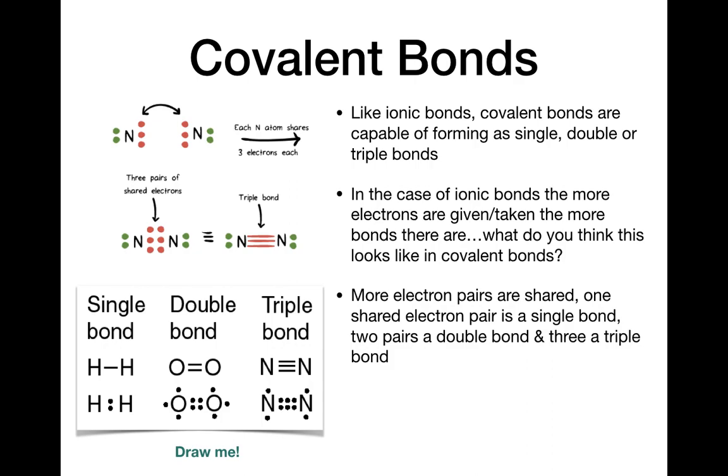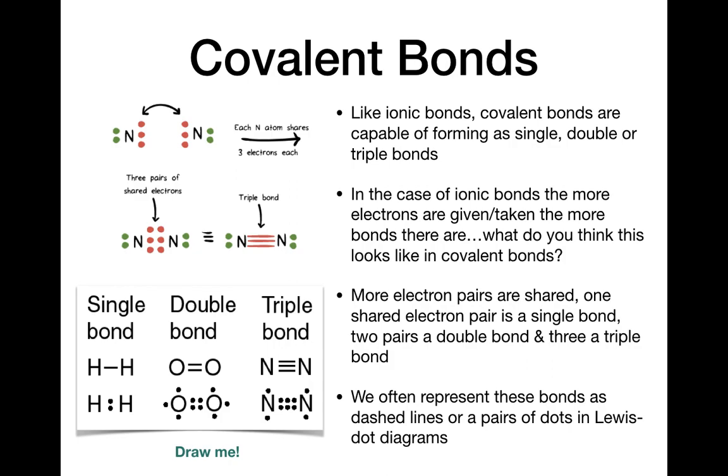So if we look here at the diagram, here I have a single bond, 1 electron pair, 1 from each hydrogen being shared. Here's a double bond, 2 electrons from each oxygen being shared, and nitrogen, 3 electrons from each nitrogen being shared. And we show that as 3 lines for triple, 2 lines for a double, and 1 line for a single.